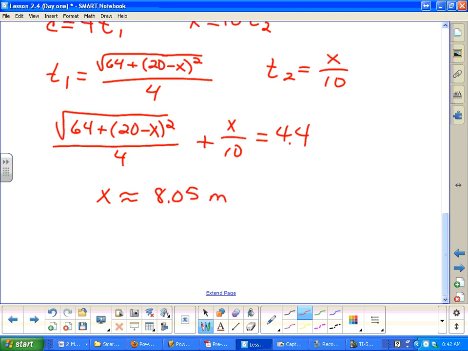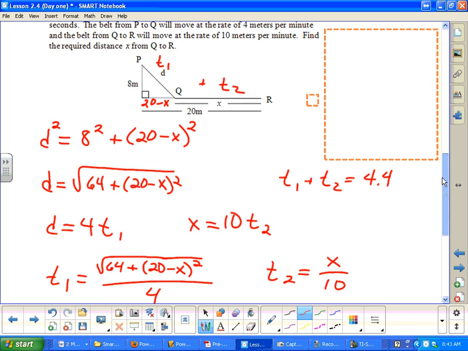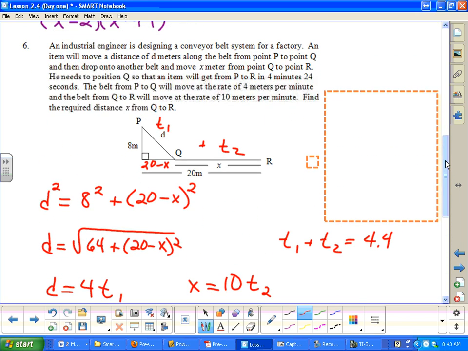Okay. Now, was there another answer? Yeah, find the distance. Well, x is the distance. Put x in for x. You have to find P and Q, right? They're asking for the required distance from Q to R, which is what we just found.